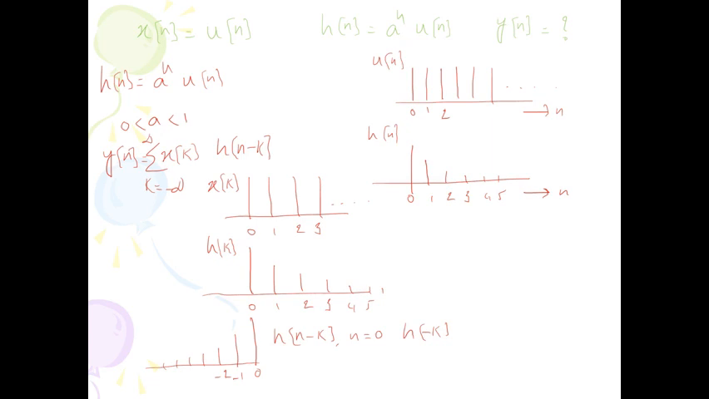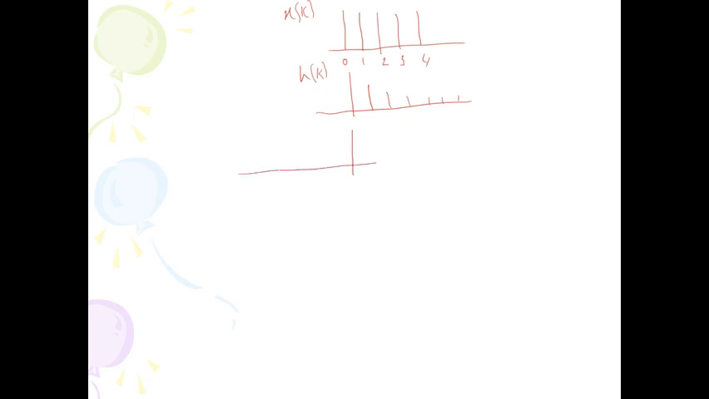In order to understand clearly, let me redraw this once again, with all these combinations for all types of convolution problems, so this should be clear. 0, 1, 2, 3, 4. This is x of k, an exponentially decreasing function, and this is h of k. Let me take u of n constant, h of k constant. So this becomes x of n minus k, and for n equal to 0, this becomes x of minus k.